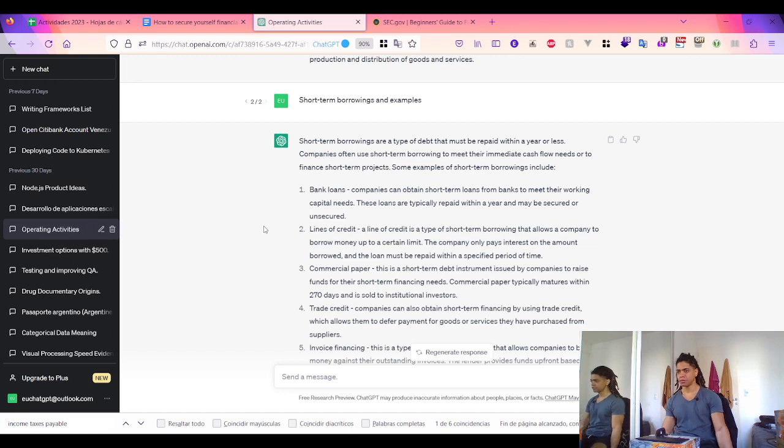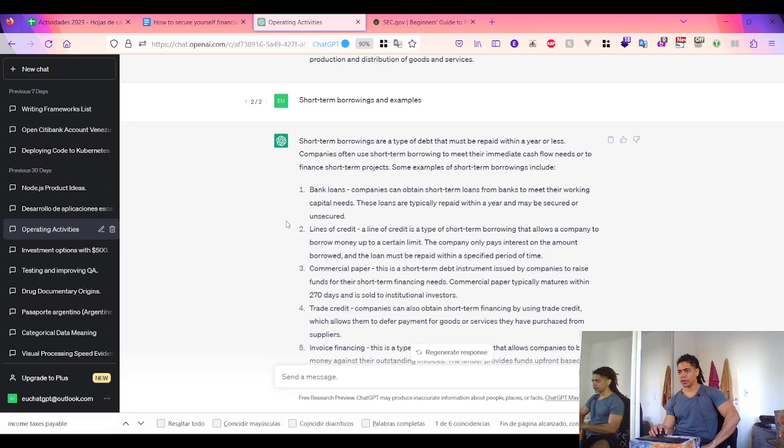So short-term borrowings are typically debt that must be repaid within a year or less. Companies often use short-term borrowing to meet their immediate cash flow needs or to finance short-term projects. Some examples of short-term borrowing include bank loans. Companies can obtain short-term loans from banks to meet their working capital needs. These loans are typically repaid within a year and may be secured or unsecured.